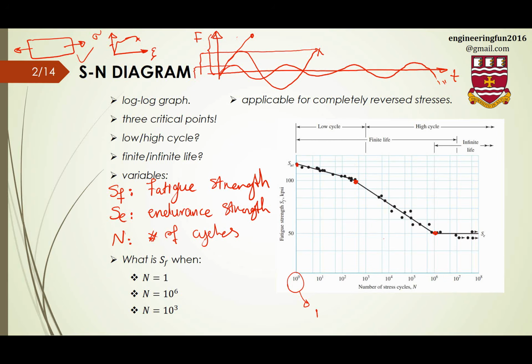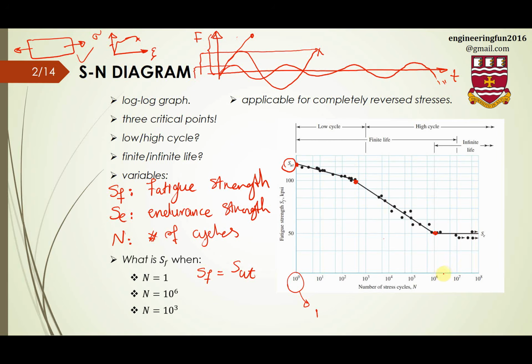So we don't have any worries about the horizontal axis value. But for the vertical one, which is log of fatigue strength, or fatigue strength, we are worried, and we need to know about these values here. For the first point, that's easy. SF, fatigue strength, is SUT. So that's this case. We know that the failure happens at ultimate strength.